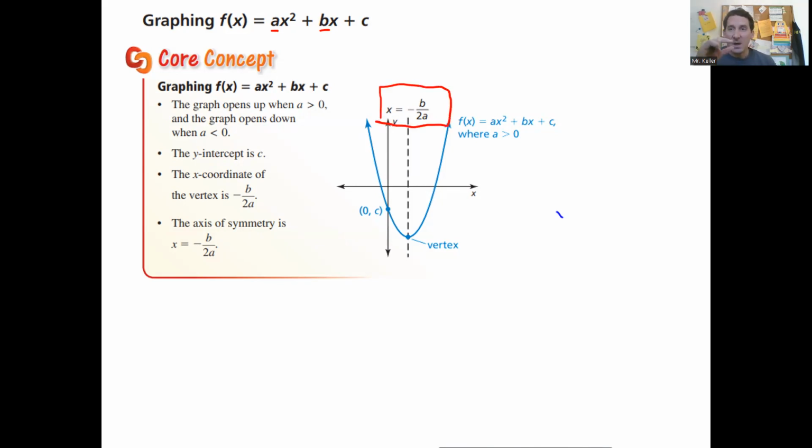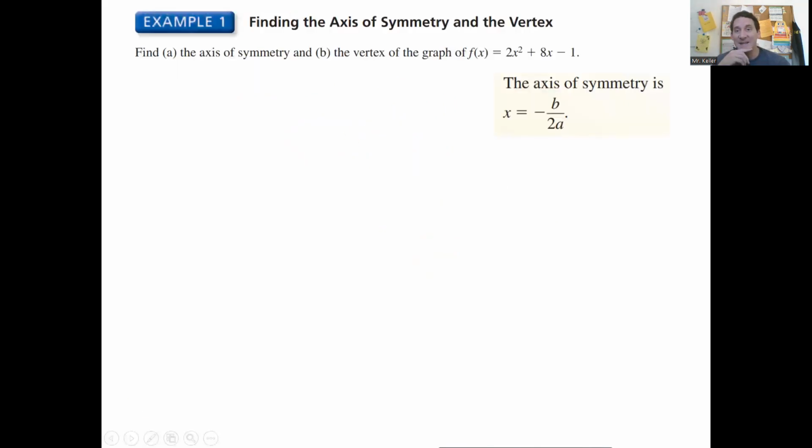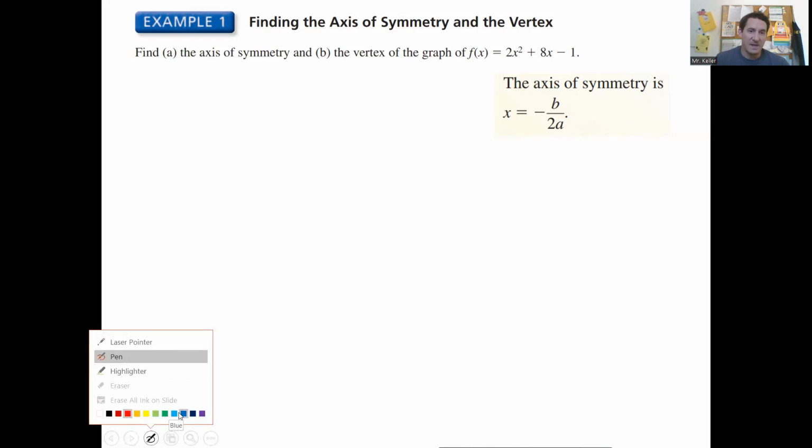We're going to use that for the middle, right? And then we find the y value, that'll be the vertex, which is on the axis of symmetry. And then we can use the points on either side then to graph it. Let's practice first finding the axis of symmetry and the vertex before we go about finding the graph.